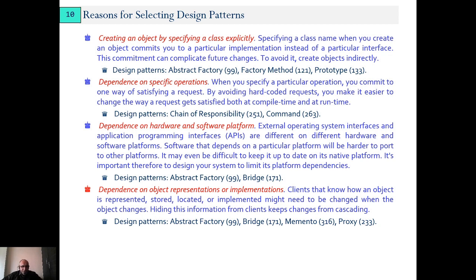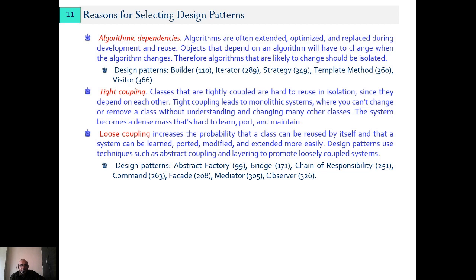Dependence on object representations or implementations. So abstract factory, where abstract classes are mapped to concrete. Bridge is also there. Memento, where you take up the snapshot and you use it. Proxy, that is on behalf of. Whenever you are working with proxy, remember the tagline on behalf of, right? And then algorithmic dependencies: strategy will be there. Can you find strategy? Yes. Builder, template method, and visitor.